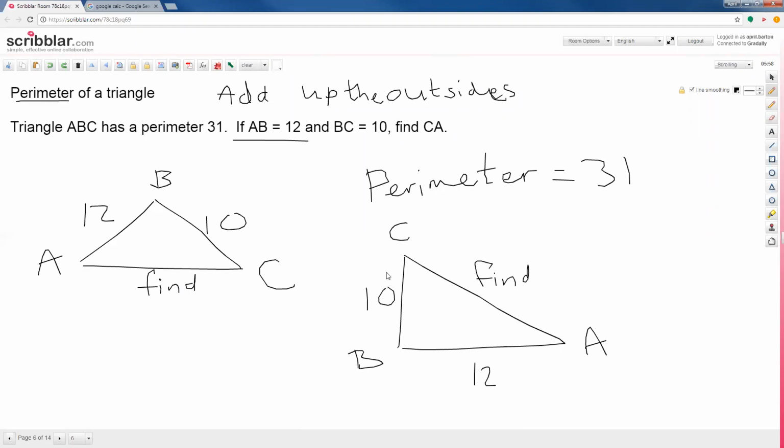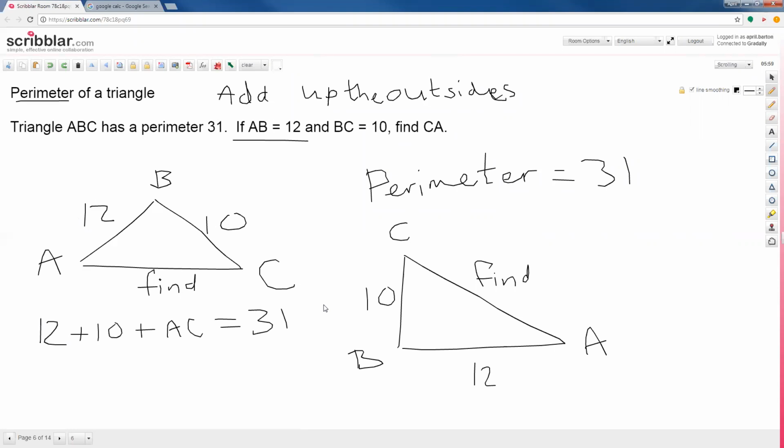So again, they did it a little backwards. They didn't give you all three sides and say, find the perimeter. They gave you two sides and said, use what we know about perimeter to find the final side. So if perimeter is adding up all these outside amounts, 12 plus the 10 plus the AC, we know that should equal the 31, the perimeter they've told us. So what do we do with these numbers to find that missing piece?